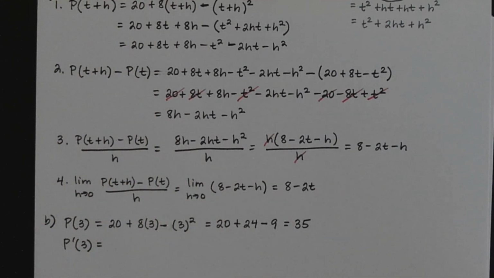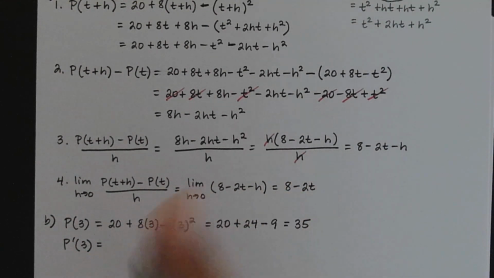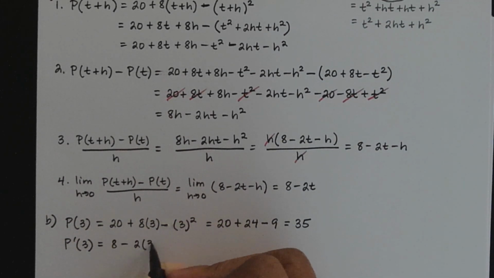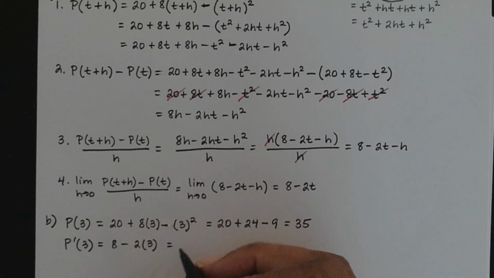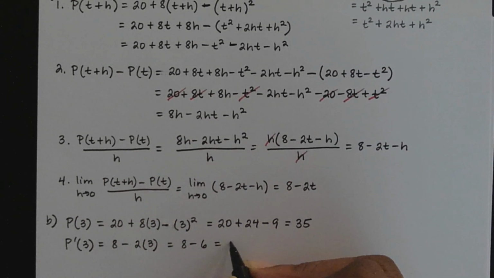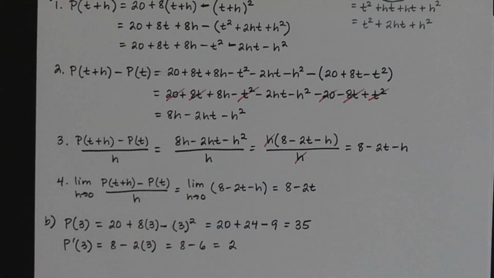And then for P prime of 3, well, P prime of t is this right here, that 8 minus 2t. So let's just use that and substitute that t with 3. So we got 8 minus 2 times 3. Well, what's 8 minus 6? 2. Because 2 times 3, that's 6. 8 minus 6 will give you 2. So the value of P prime when t is 3 would be 2. And that's all there is to it for problem number 1.